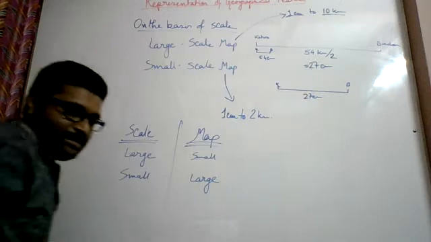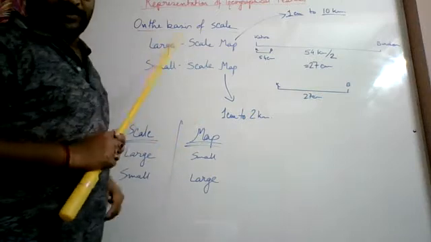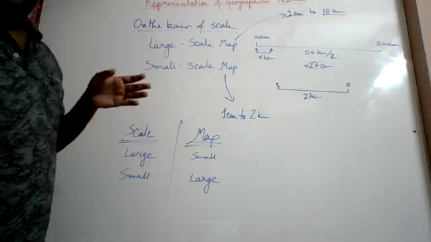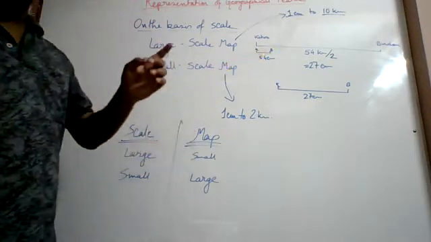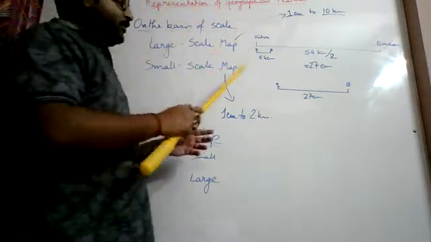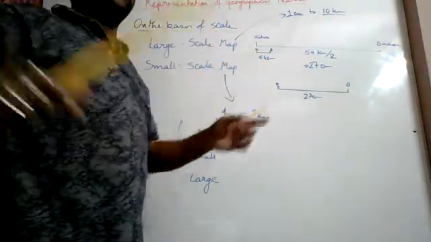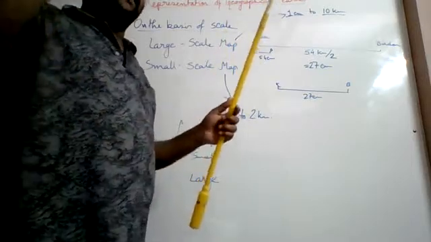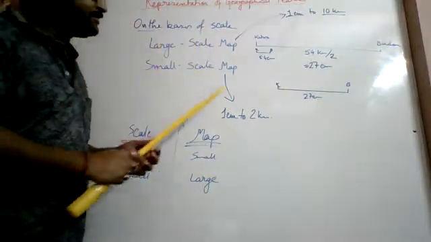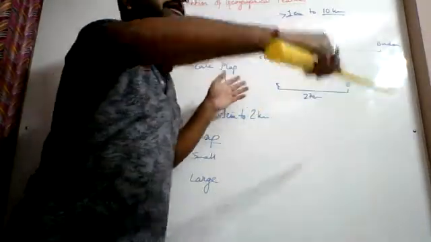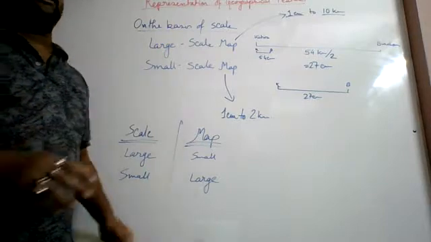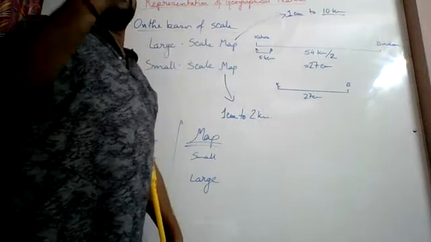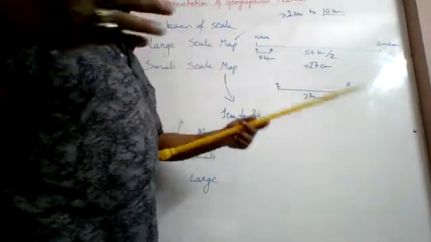Now another point you must keep in mind: if the scale is large, you can represent a small portion of the earth's surface, but you can represent it in much detail, right? Because the area is small, you can represent each and every detail of that particular area. But if the scale is small, you can represent a large area, but you can't represent much detail because each institution, each forest region will take more space to represent.